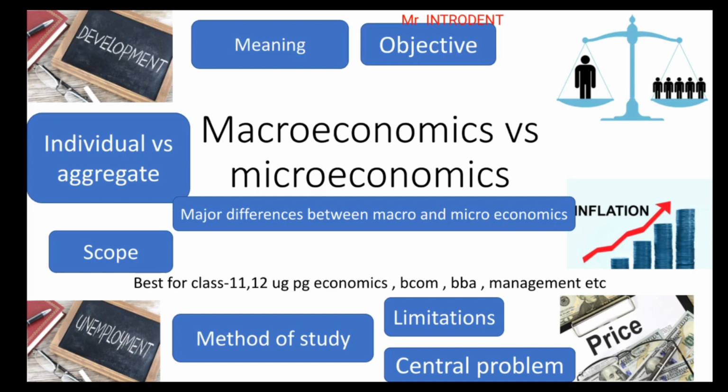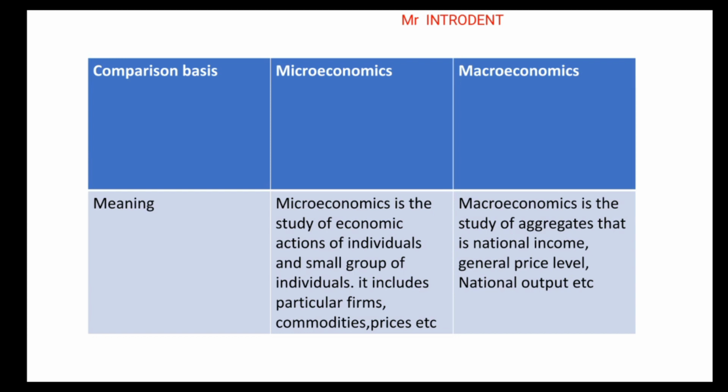So let us start. The basic difference in the meaning of these two concepts is that in microeconomics we study the economic actions of individuals or small groups. It is basically associated with individuals, including particular firms, particular commodities, and the price of production in a particular industry. So all that we will be taking in microeconomics, whereas when we study macroeconomics, we see the aggregates: what is the national income, what is the general price level, and what is the national output. So this is the difference in meaning between microeconomics and macroeconomics.